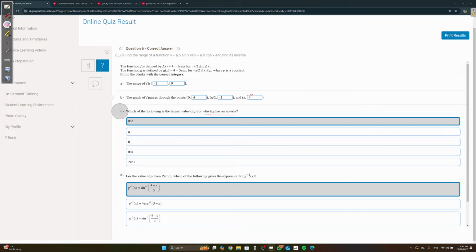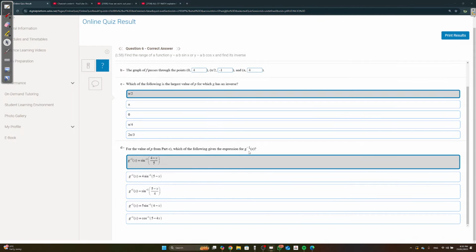In your exam, when you see this, what are you going to do? You're going to take a look. I think in the exam, they're all increasing. You're going to see where is the final point at which it increases. Okay, and you're going to take the x coordinate of that. From the value of p from part C, which one gives g inverse?